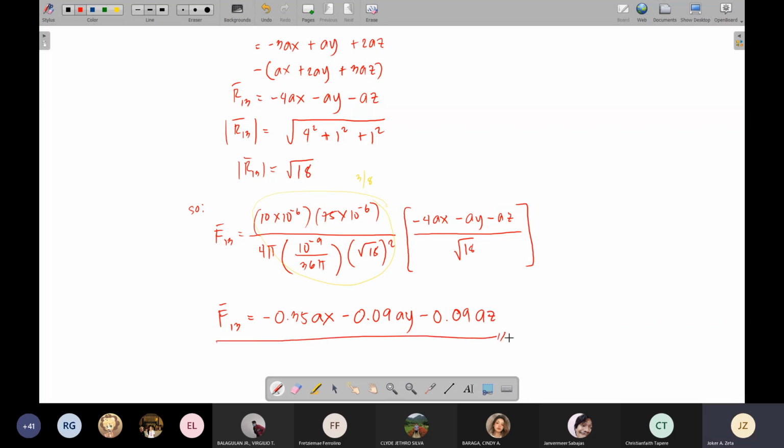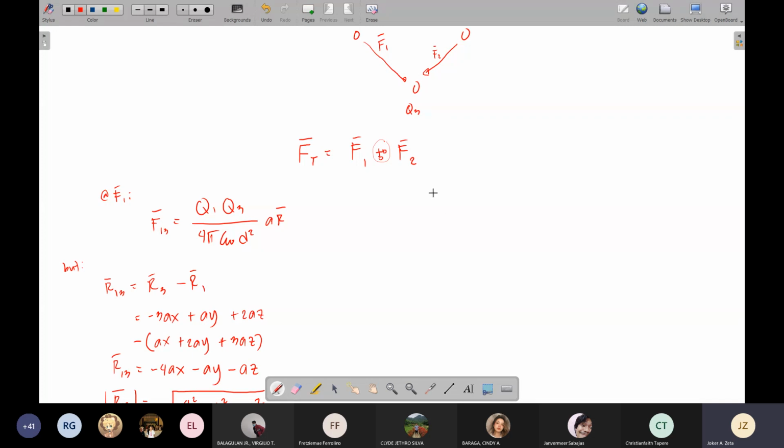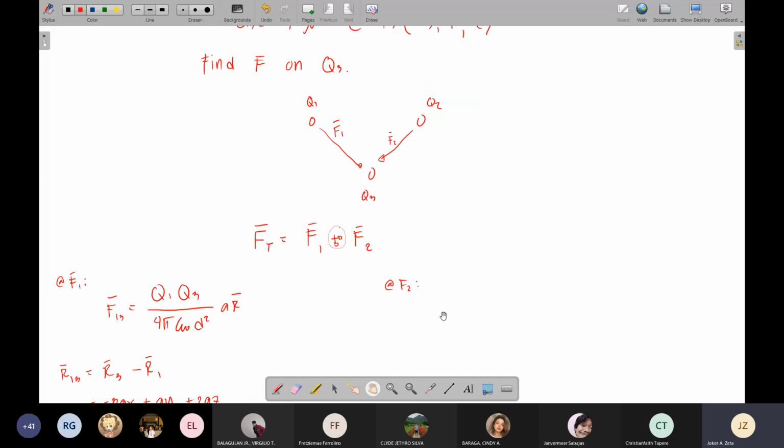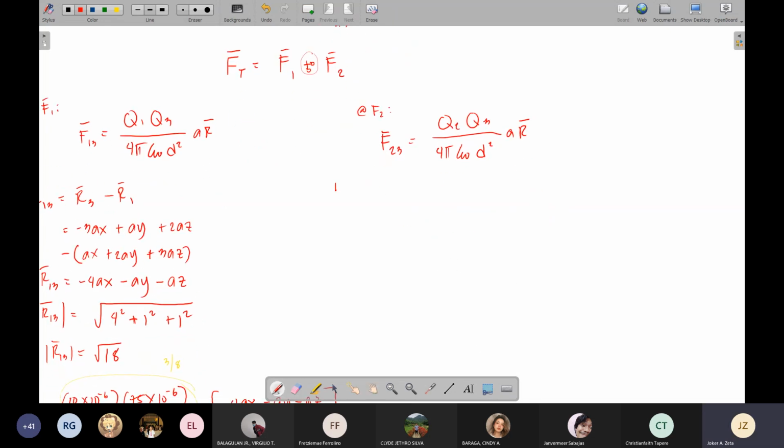So we now have our F13. Batik, natong pa tanahuman ha? Kay duha man ka forces. So we have solved first ang force 1 pa. Then, ano na ito sa force 2? So at force 2, so itong force 2 will be from Q2 going to Q3. So therefore, you will have force from 2 to 3, or that is Q2, Q3 divided by 4 pi EO times the distance squared with the unit vector, with the direction. Okay?